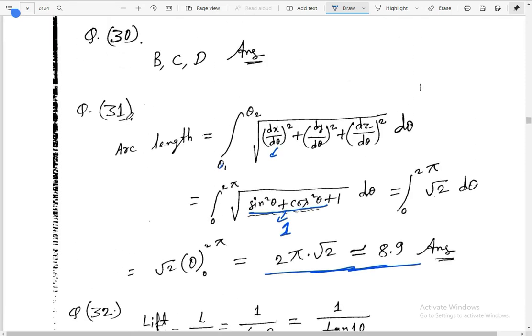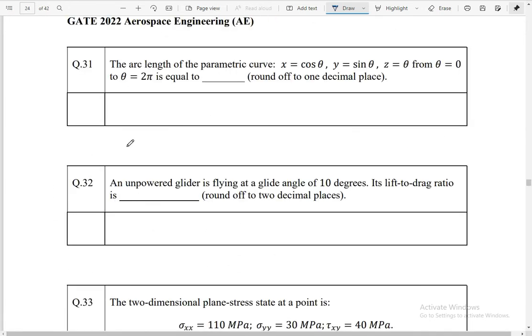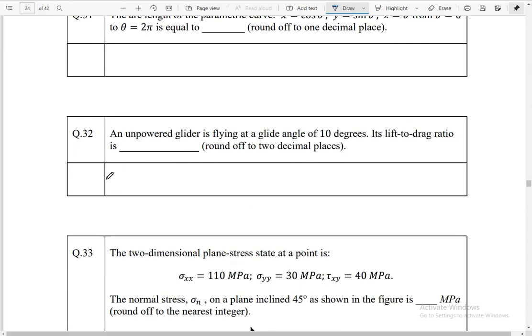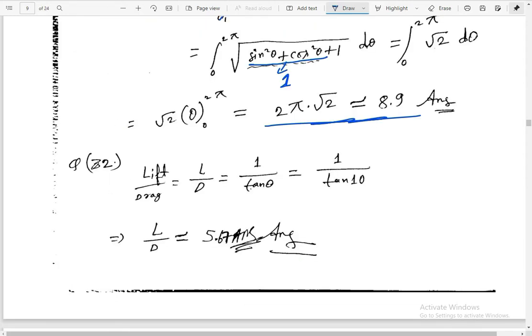For question number 32, the question is, an unpowered glider is flying at a glide angle of 10 degrees. Its lift to drag ratio is given by the formula L by D equal to 1 by tan theta, 1 by tan of 10 degrees. When we solve this one we will have 5.67. Okay, 5.67 is the answer.